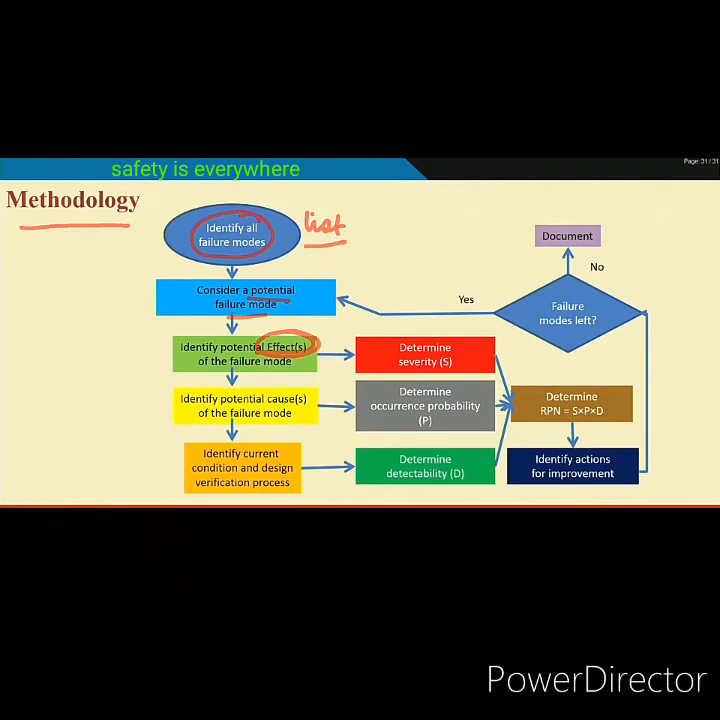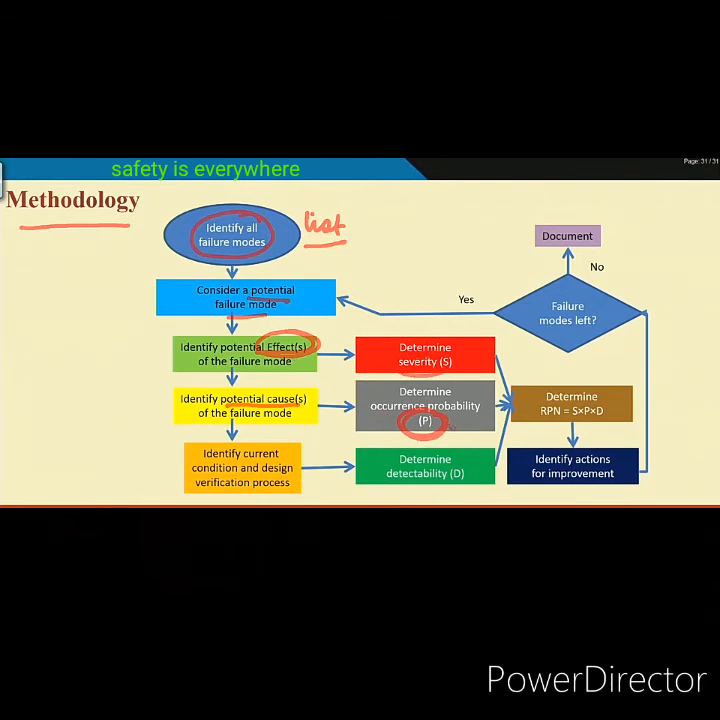Okay. Then the second one, for every failure mode, you find out the causes, why that failure mode happens. So, if the failure mode occurs, what will happen? That is the effect. Why does that failure mode occur? That is the cause. The cause will give you the probability. Effect will give you the severity.